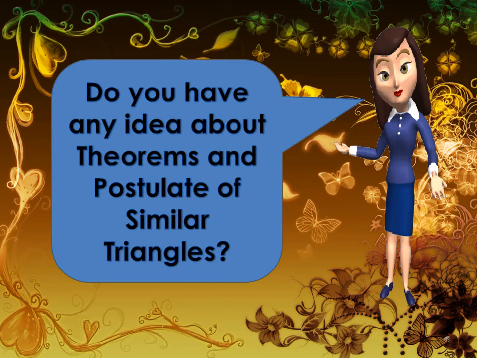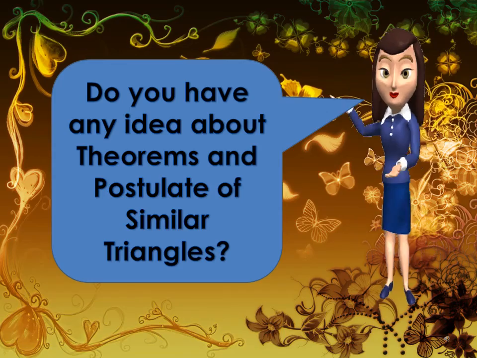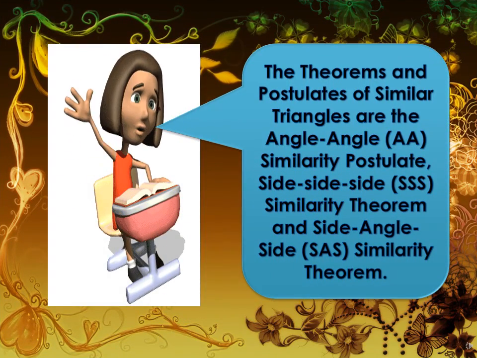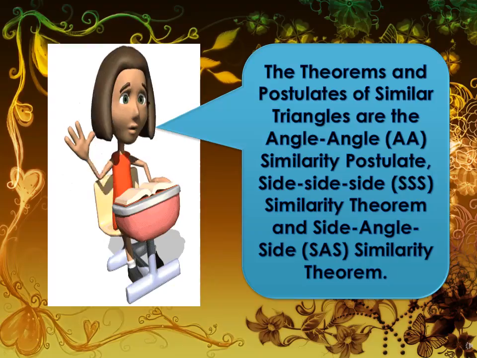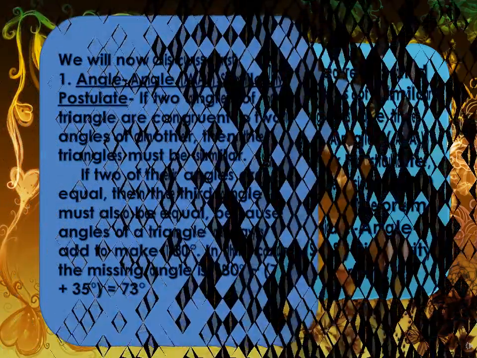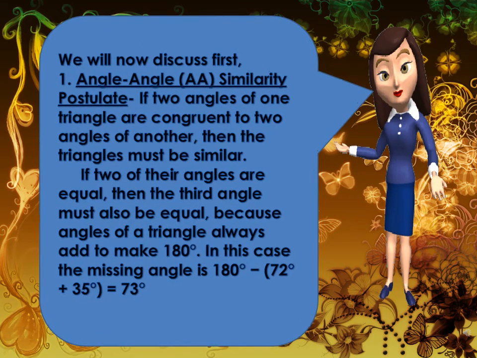Do you have any idea about theorems and postulates of similar triangles? The theorems and postulates of similar triangles are the angle-angle, AA, similarity postulate, side-side-side, SSS, similarity theorem, and side-angle-side, SAS, similarity theorem. We will now discuss them one by one.